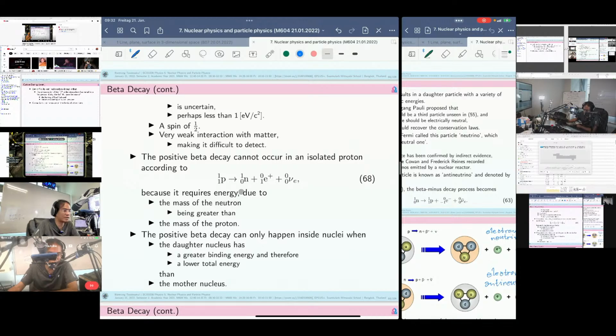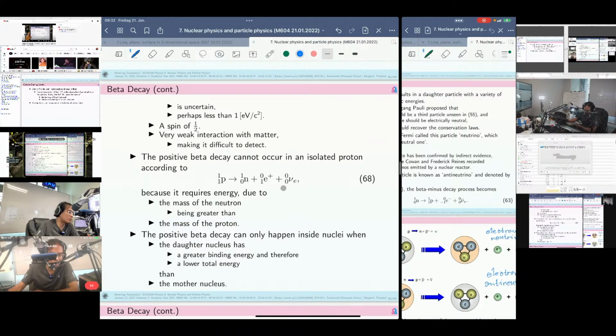The positive beta decay cannot occur in an isolated proton, according to this process, because the mass of the neutron is usually greater than the mass of the proton, and you have two more particles. It's impossible for this process to take place because the mass on the left hand side is less than the mass on the right hand side. So in order for equation 68 to become true, you need to put more energy on this side, so that the energy is converted to mass for the several particles on the right hand side.